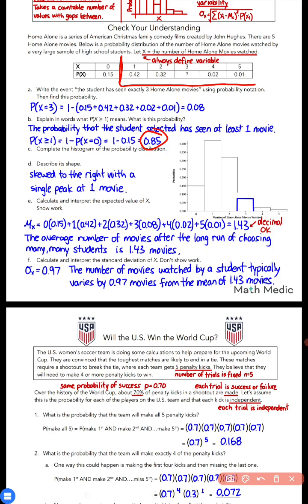Okay, so we've got our histogram that they've already drawn for us to the right. What can I say about it? Well, it's skewed to the right because if you look at this graph, here's your little tail, right? The tail is on the right side. And we have a single peak right here at 1. So the most common answer was that students have only seen probably the first Home Alone movie, right?